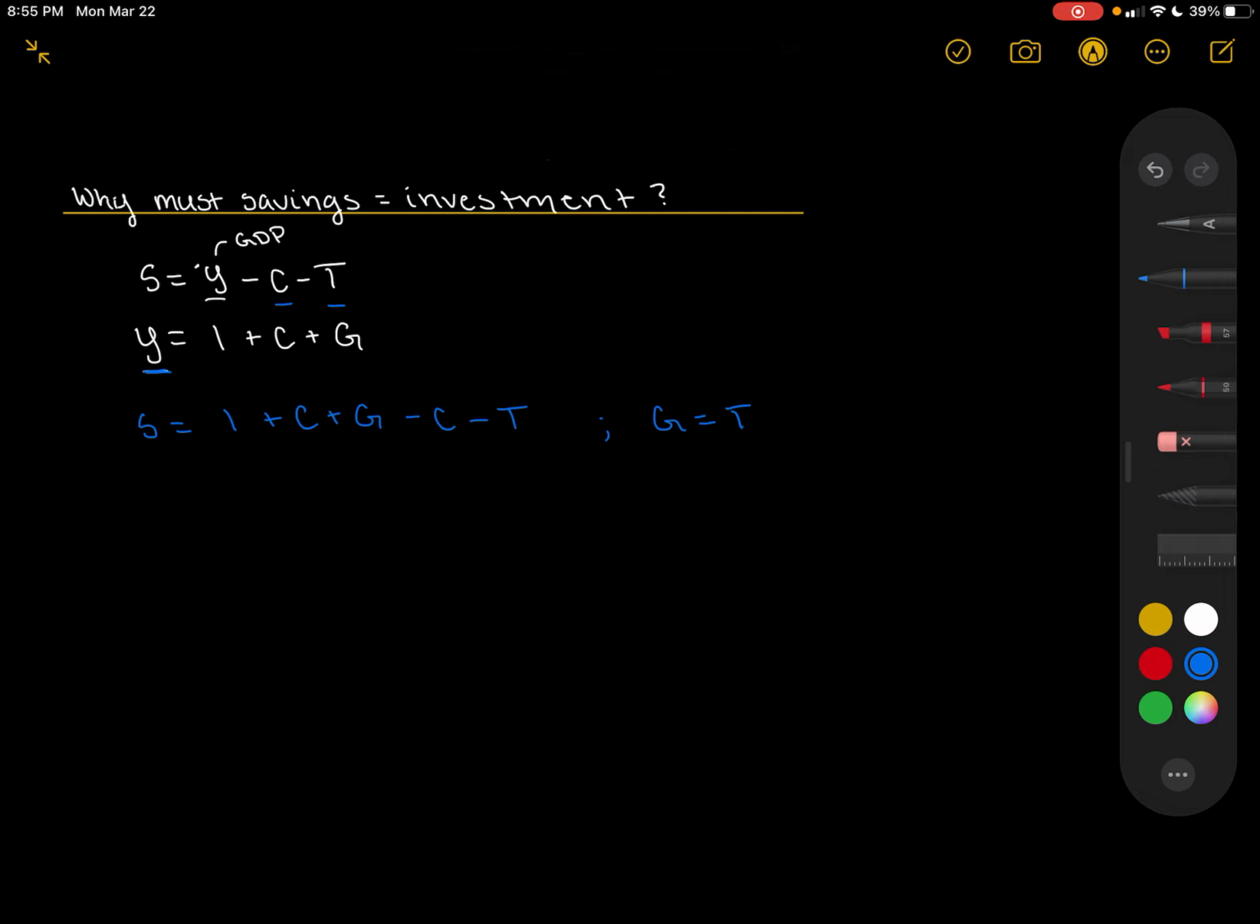So assuming that and going to simplify this function, what we see here is that G and T are going to cancel out because they're equal to each other. We have a positive G minus T, those being equal to each other give us 0. And we have a positive C minus C giving us also 0. So what this simplifies to is that S is equal to I, which is our savings, is equal to investment, thus proving to us the identity that savings must equal investment.